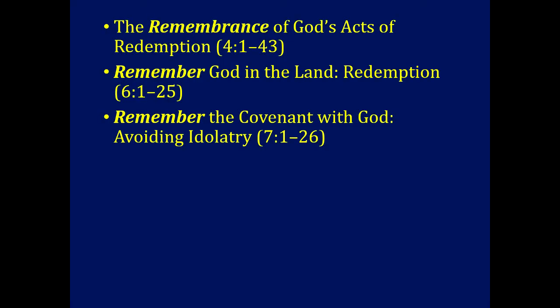Chapter 6, verses 1 through 25, remember God in the land, redemption. Again, going back to the fact of what God has done, but also looking forward and reminding the nation of Israel just how amazing God is and what He has done for them. And in chapter 6, we'll talk about it. Essentially, besides chapters 29 and 30, there are 3 other chapters that are crucial to the book of Deuteronomy. The first one is chapter 6, the next one is chapter 7, and the third one is chapter 11. We will look at each one of those this evening and talk about the uniquenesses of those particular chapters. But again, just walking through the book, we see the issue of remembrance. We have in chapter 7, verses 1 through 26, remember the covenant with God, avoiding idolatry.